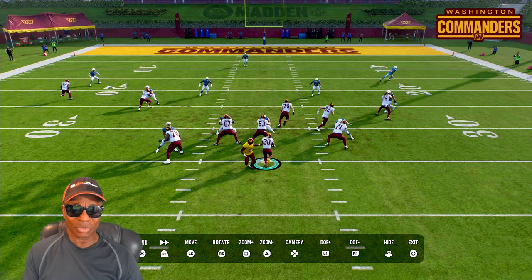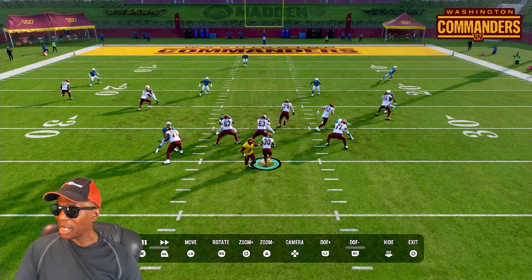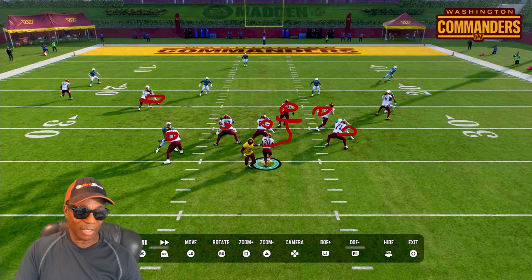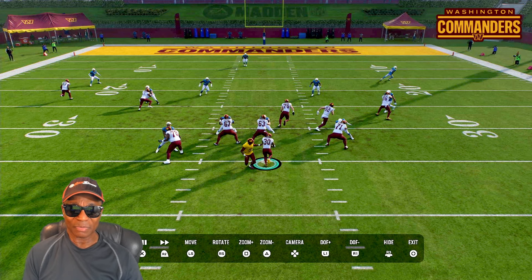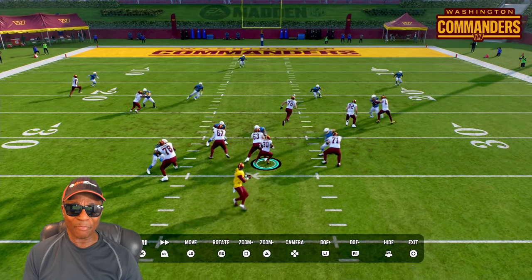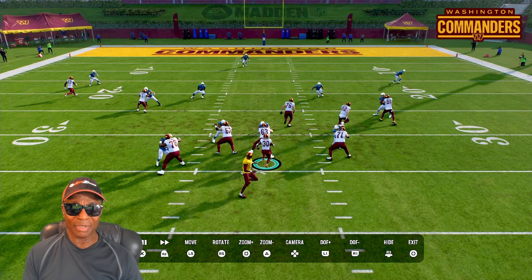Look, we got holes, man. We got holes, guys. Look at this. Blocked, blocked, blocked. He is looking for somebody to block. All we got to do is find some running room, right? Okay, now look what happens. I do a bad job running into my lineman when the hole is right here.